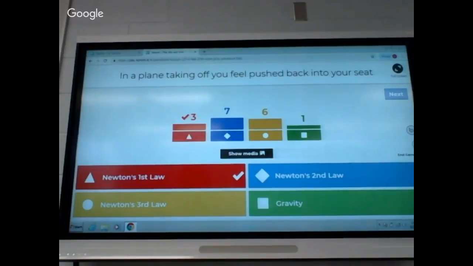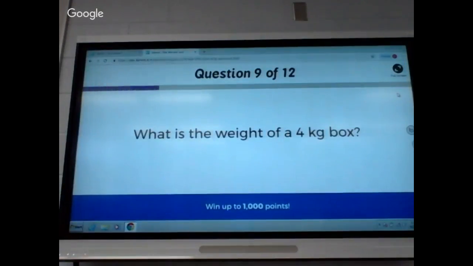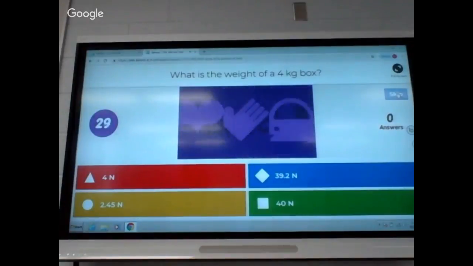All right? At least the third law makes a little more sense. But that is an object at rest stays at rest. You're sitting in your seat. Your body is stationary. The plane takes off, and you suddenly feel propelled backwards. Your body doesn't know what to do. That's like sitting in the car. All right, what's the weight of a 4-kilogram box? You got to calculate. Got to use your formula.